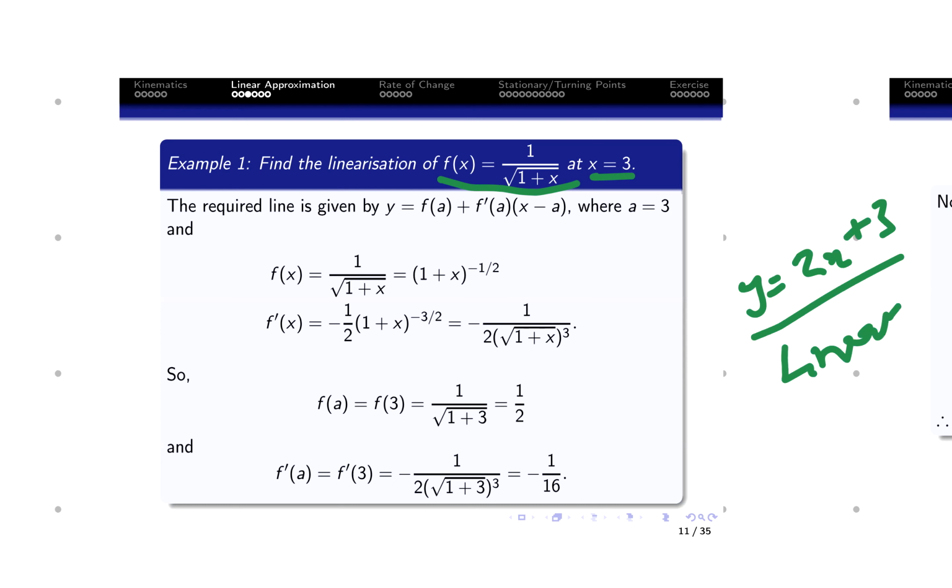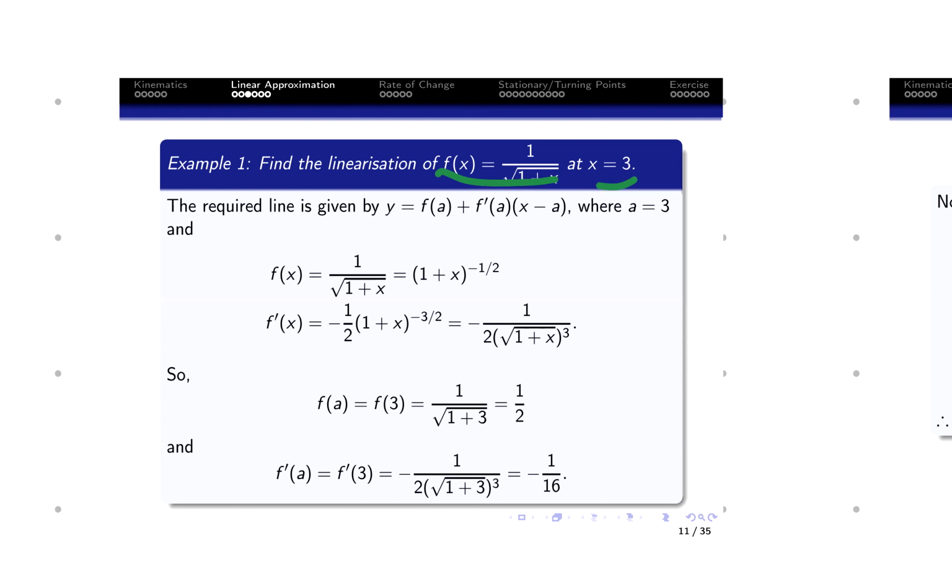Just like we know, we already have an expression. So we have our f of x given, and we have x equals 3, which is our a. So the required line will be given by y equals f of a plus f prime of a times x minus a, like you already saw over there.